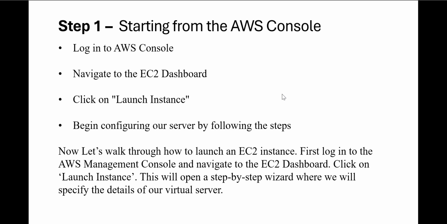In step one, starting from the AWS console, log in to the AWS console, navigate to the EC2 dashboard, and click launch. Now let's walk through how to launch it. First, log in to the AWS Management Console and navigate to the EC2 dashboard. Click on launch instance. This will open a step-by-step wizard where we will specify the details of our virtual servers.